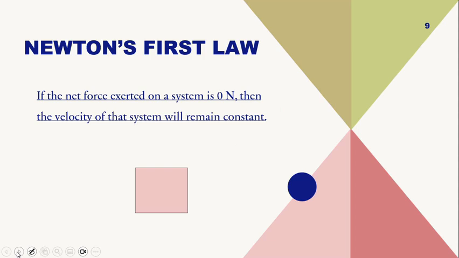Okay, so Newton's first law, also sometimes called the law of inertia, states: if the net force exerted on a system is 0 newtons, then the velocity of that system will stay constant. Or, in more common terms, an object will not change its motion unless an external, unbalanced force acts on it. Objects in motion will stay in that same motion, and objects at rest will stay at rest.